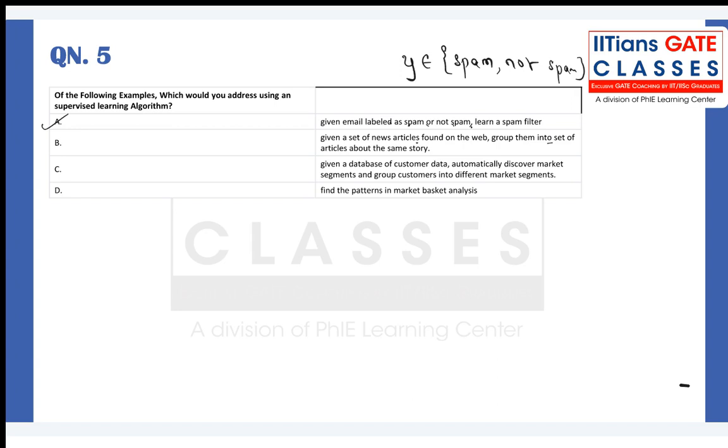And given a database of customer data, automatically discover market segments and group customers. Again, this is a clustering algorithm, unsupervised learning. You do not have any Y in it. And finding patterns in market basket analysis is also unsupervised, because you have to find a pattern by looking at the data. You do not have access to the label, which is the true or correct value in this case. So that is also an example of an unsupervised learning algorithm.